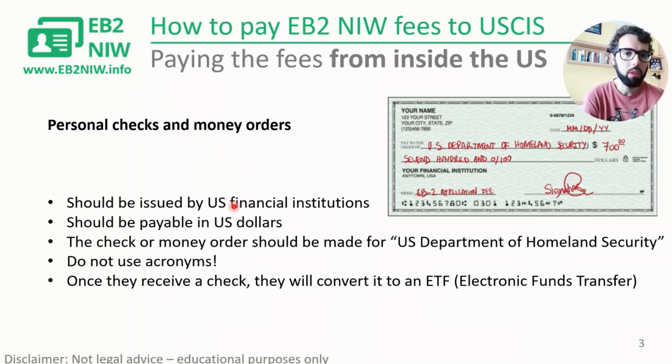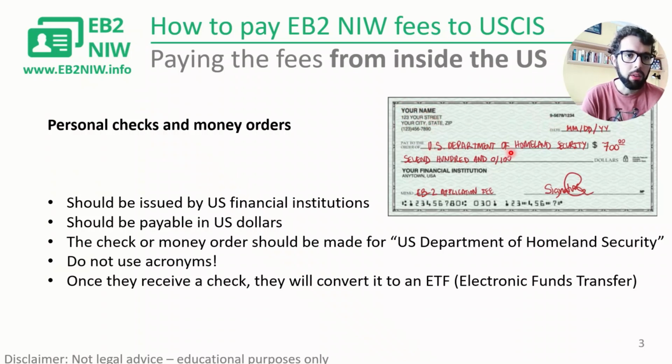No matter if you use check or money order, it must be from a US financial institution. It should be payable in US dollars. So again, if you're in the US, you most likely have a bank account and you will have this. When you have the check or the money order, it should be made out to the US Department of Homeland Security, and in the official instructions it says this. You can go back and check that PDF. You must write this, and that's the example I have here for you. So this is a typical check, the way a check looks like. You have your information here, and then you put the date.